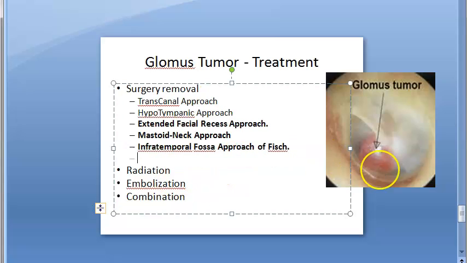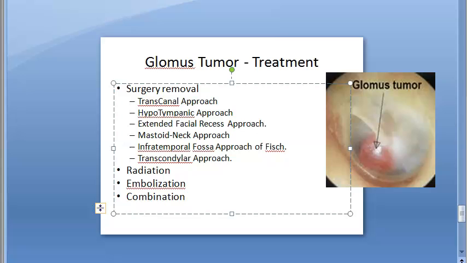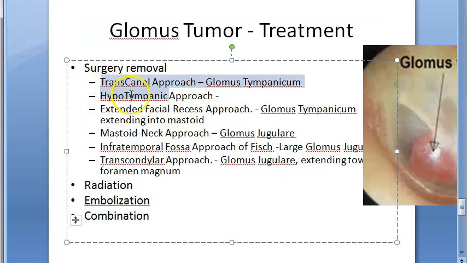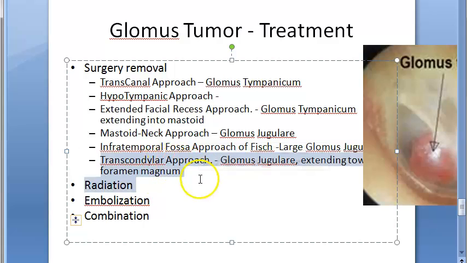Okay. So there are so many approaches. So basically how you will reach it, from where you will reach. That's all, right? This is transcanal approach, hypotympanic approach. So basically guys, just know that the first three that they have written here, transcanal approach, hypotympanic approach and extended facial recess approach, usually these are for glomus tympanicum. And mastoid neck approach, infratemporal fossa approach, right, and transcondylar approach, all these usually are for glomus jugulare. Okay.